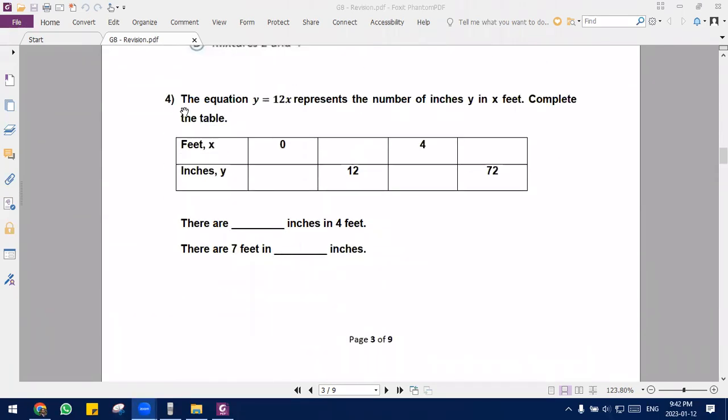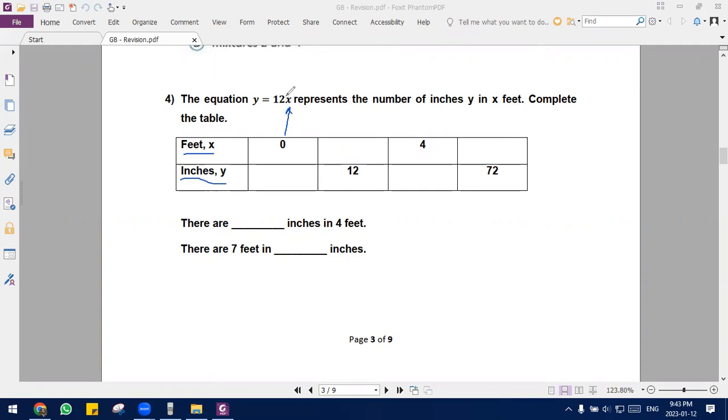Now, question 4, we have the equation y equal to 12x. So here we have proportionality, since we have the equation. It says the number of inches represented by y, you can see it here, and then x, the feet. Complete the table. So when x equal to 0, what does that mean? It means we should substitute x by 0.